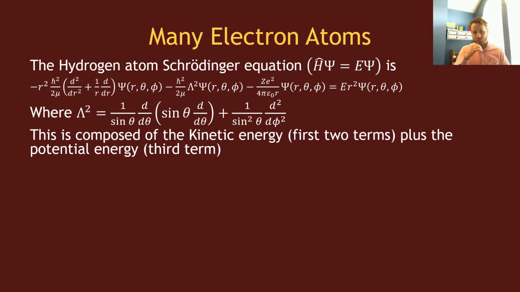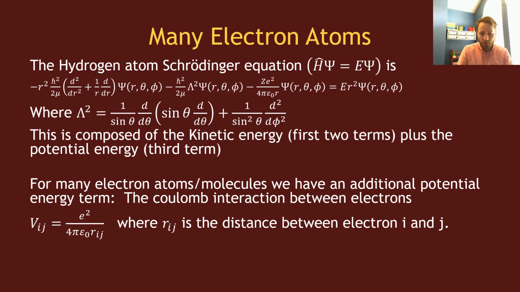We have the Schrödinger equation for the hydrogen atom presented here on this slide, and this is what we solved to find the things for the hydrogen atom. We have the kinetic energy terms: the r distance kinetic energy and the rotational kinetic energy, the first two terms. Then the third term is the potential Coulomb attraction between the nucleus and the electron.